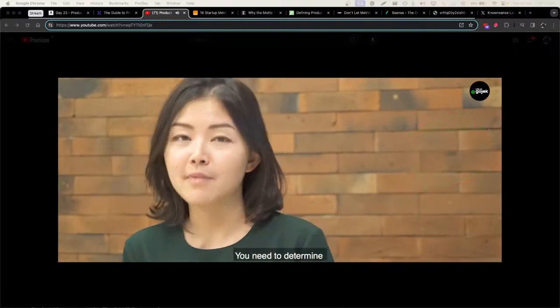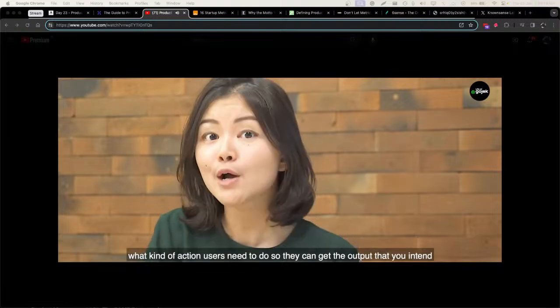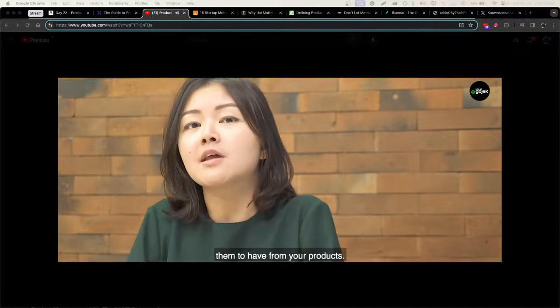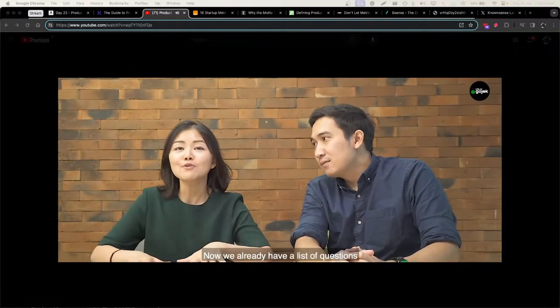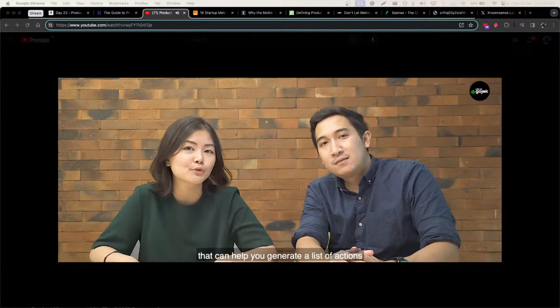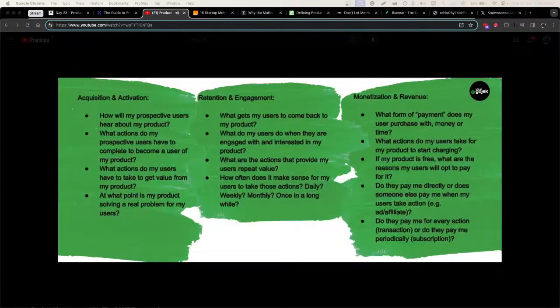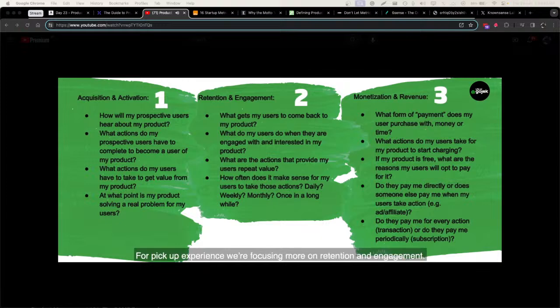Yang kedua adalah actions. Nah, lu mesti determine action apa aja sih yang user harus lakuin agar mereka bisa dapatkan output yang lu inginkan dari produk itu. Kita sekarang udah ada list of action yang bisa membantu lu generate list of action buat produk itu. Di sini udah dibagi jadi 3 kategori. Yang pertama fokus more on acquisition of user. Yang kedua on retention and engagement. Yang ketiga on monetization. Nah, untuk pickup experience kita lebih fokus ke retention and engagement.